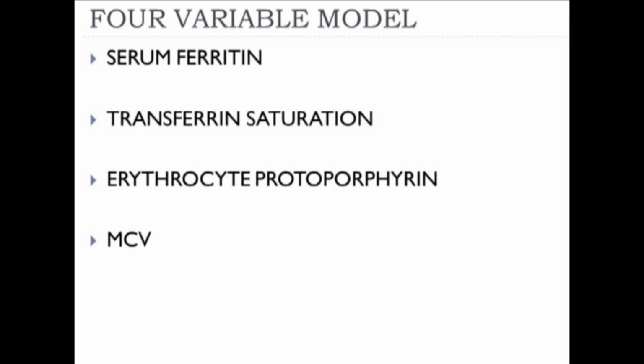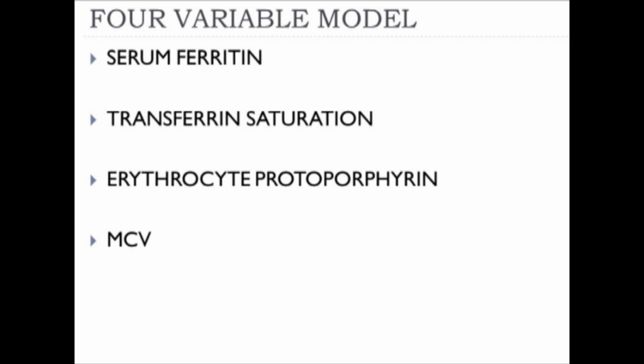So again, the 4-variable model will allow the physician to determine whether this is one type of anemia or the other. In other words, what I'm encouraging students to rely on here, to have a more profound understanding, is that they must look at the serum ferritin and they must look at the MCV specifically.